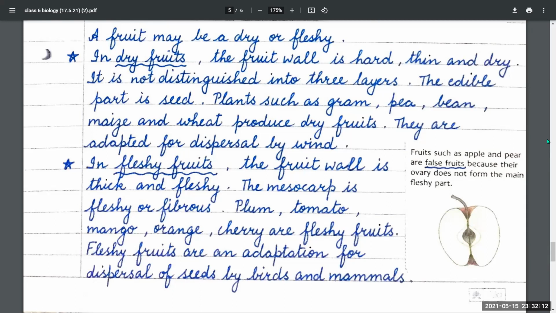In fleshy fruits, the fruit wall is thick and fleshy. The mesocarp is fleshy or fibrous, which is the edible part of the fruit and forms the middle layer of the fruit. Plum, tomato, mango, orange, cherry are fleshy fruits. Fleshy fruits are an adaptation for dispersal of seeds by birds and mammals.